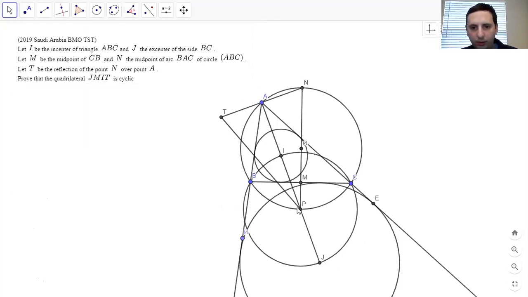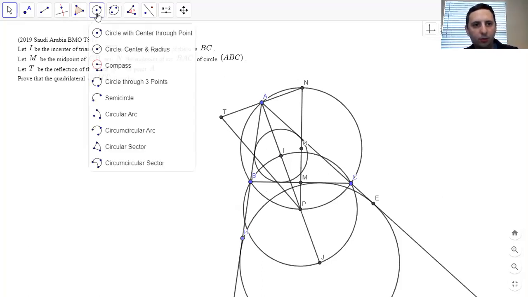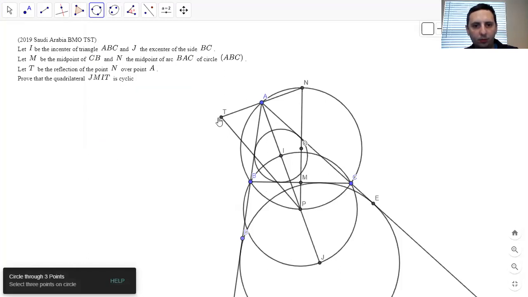So the thing is, we could try to show angle JIT is equal to angle JMT. And JIT is the same as PIN. And IN actually passes through the tangency point of the mixtilinear incircle. I don't know if that would help, but it's just an idea. Maybe there's some other special point that the circle passes through.